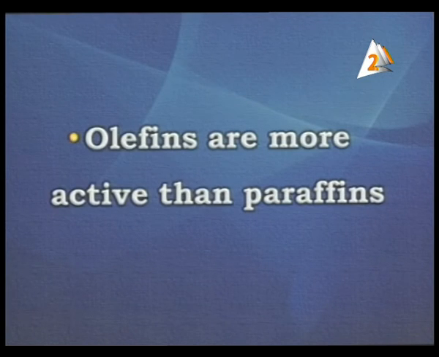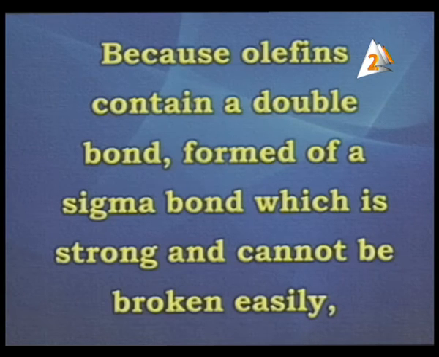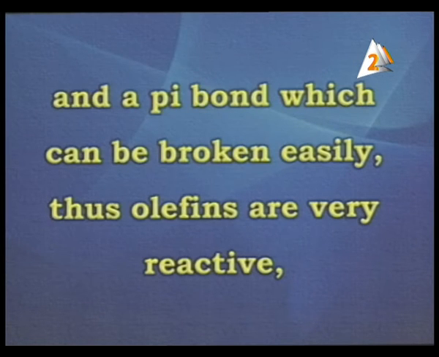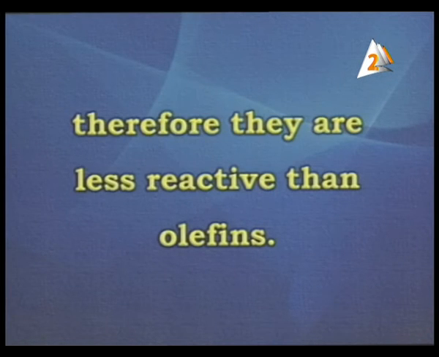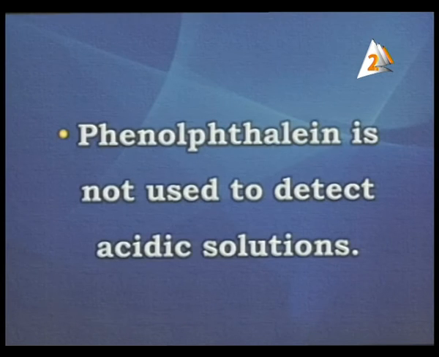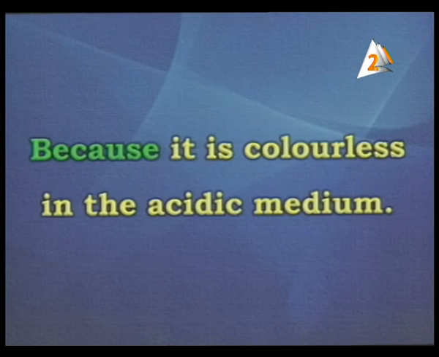Olefins are more active than paraffins. Because olefins contain a double bond formed of a sigma bond, which is strong and cannot be broken easily, and a pi bond, which can be broken easily, thus olefins are very active, while paraffins contain single bonds only between the carbon atoms, of sigma type, which cannot be broken easily. Therefore, they are less reactive than olefins. Next point: phenolphthalein is not used to detect acidic solution because it is colorless in the acidic medium.